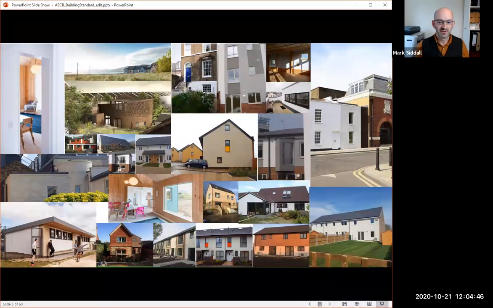You can see here that there's a range of different building projects that have achieved the AECB Building Standard: social housing, new build, retrofits. You've got all of the different options there. And there are school projects as well being realised to the building standard these days.